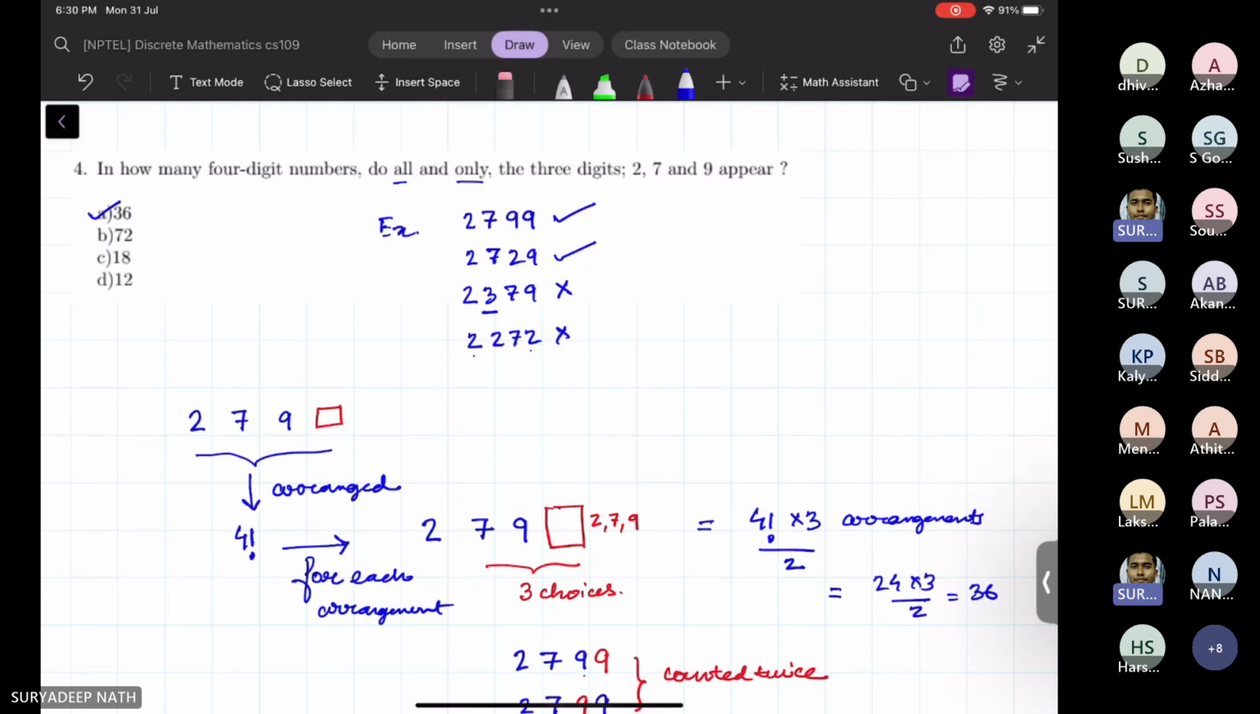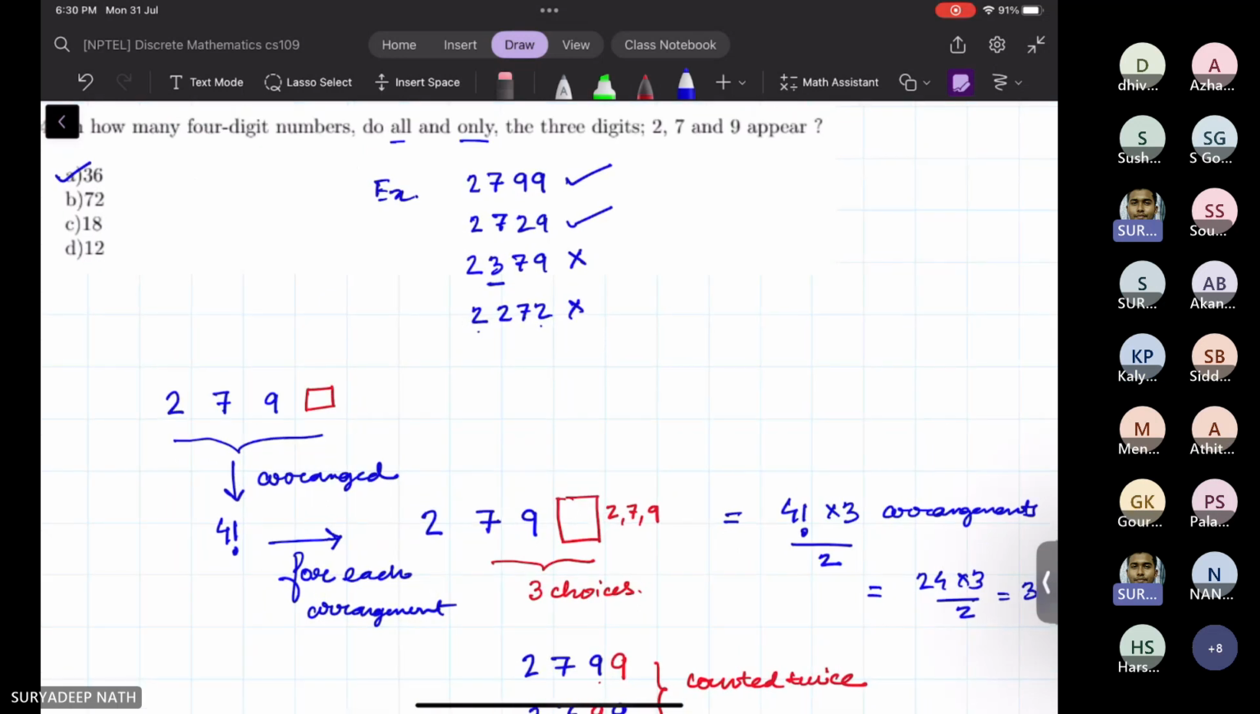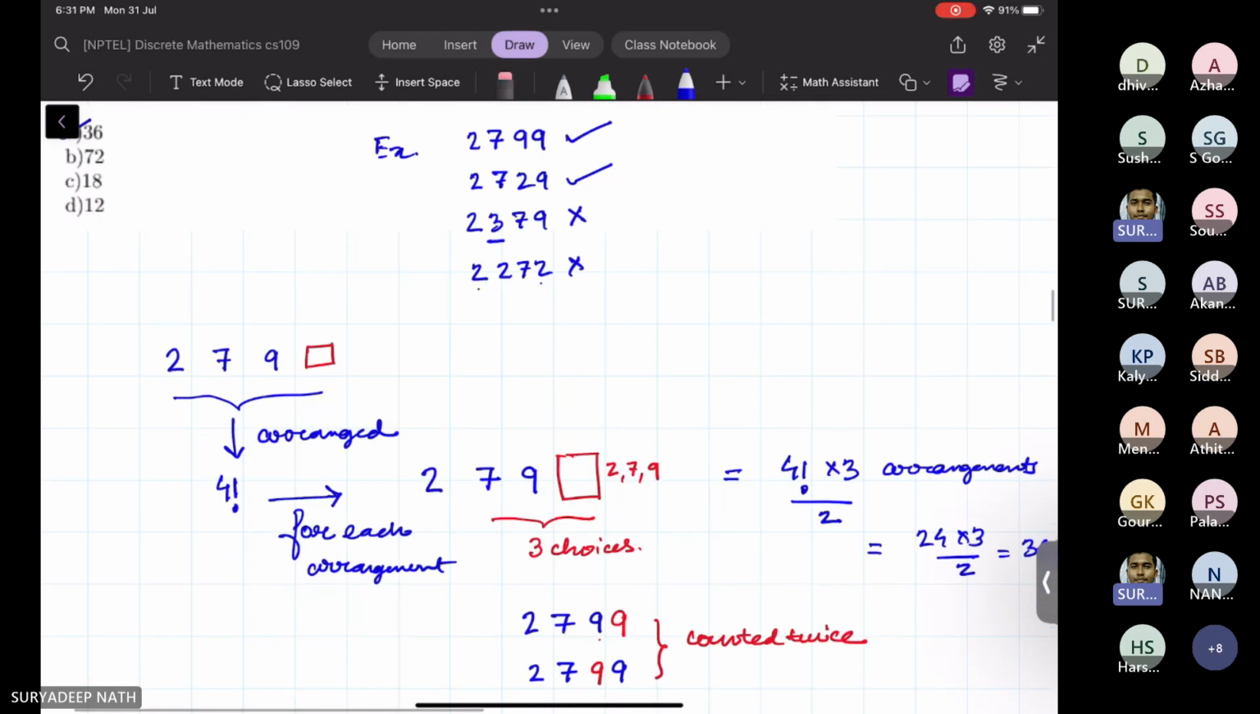Yes. So here, first we consider a placeholder for the extra digit for the 4-digit number that we have to construct. So if we take the placeholder and find the arrangement, we get 4 factorial arrangements. And for each of the 4 factorial arrangements in the placeholder, we can put 3 choices, that is 2, 7, and 9. So we have 4 factorial into 3 arrangements.